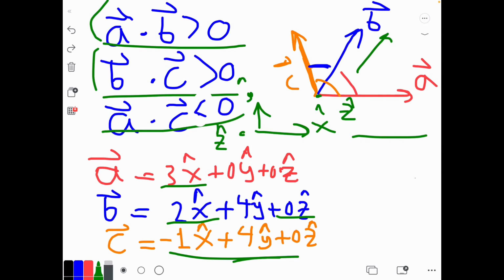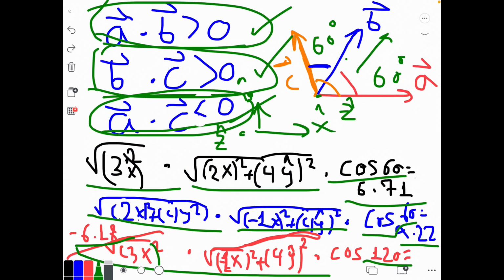After having our hats and getting the component form, we're now going to get the magnitude of each of these from the components. Then we go all the way to the dot product and get our answer. I will say the angle between A and B is going to be 60 degrees. Same for B and C, and I'm going to say the angle between A and C is going to be 120. So let's go and get to the dot product.